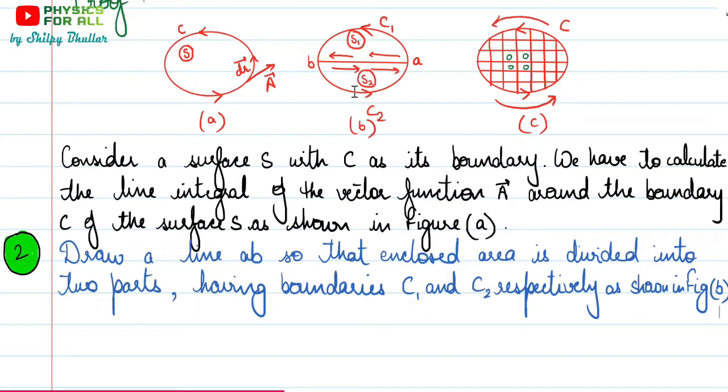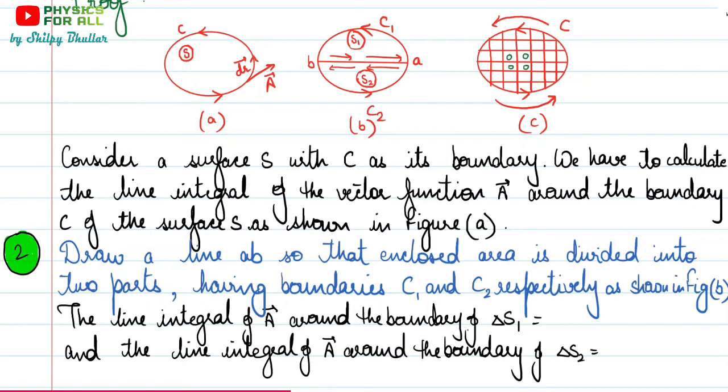Alright, now we can find the line integral of A around the boundary first. That is easier for us to do, so let's do that. Line integral around the boundary of delta S1. Delta S1, because of course the surface is really small, so delta represents the small change, that particular small region of area that we are considering. So the boundary of surface S1 is C1. So let's find the line integral. That would be A dot dr1.